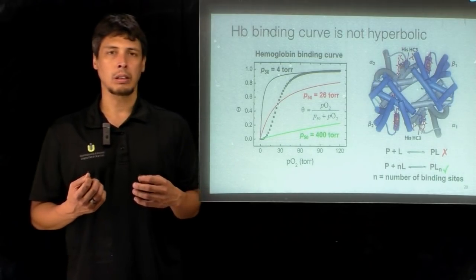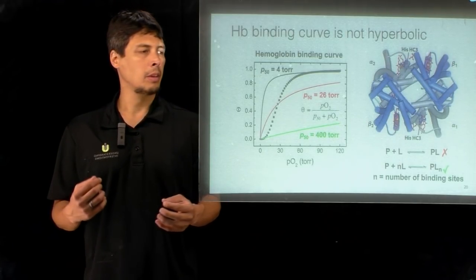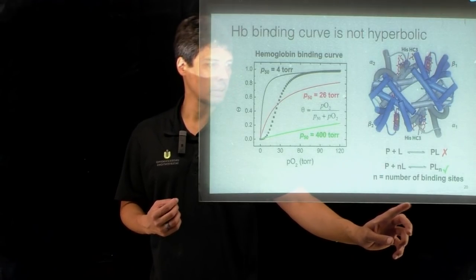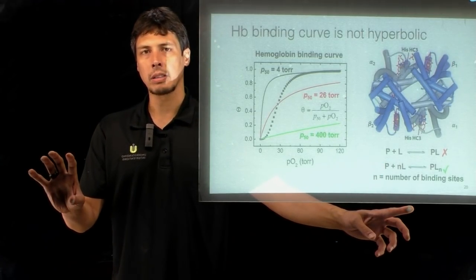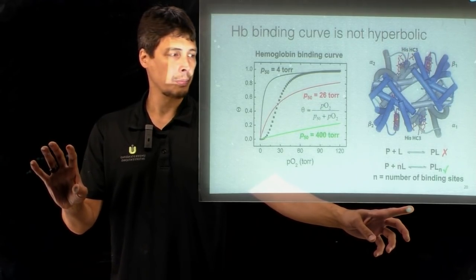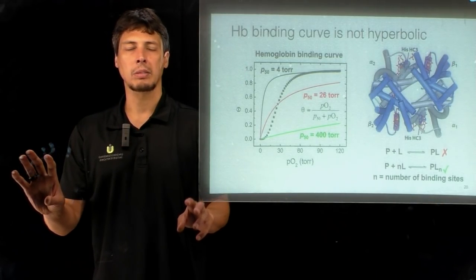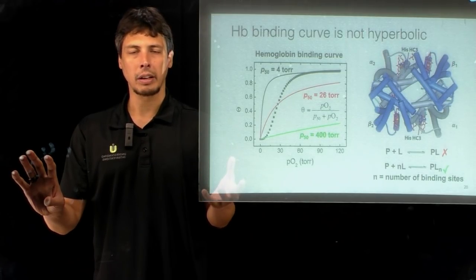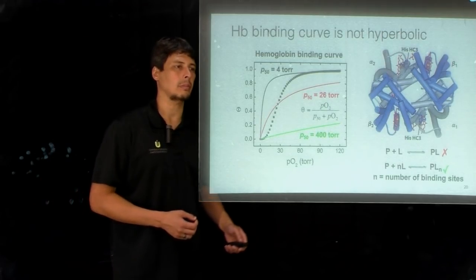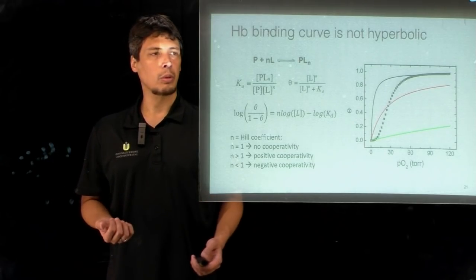If you instead think of this as being able to bind several ligands simultaneously, then you write an equation where P plus nL, where n is the number of binding sites, in this case the number of O2 binding sites, and the maximum number we can have is 4. And that is in equilibrium with a protein that is bound to n number of ligands. Again, the maximum would be 4 for hemoglobin. If we create a mathematical model with that, we get a different equation.